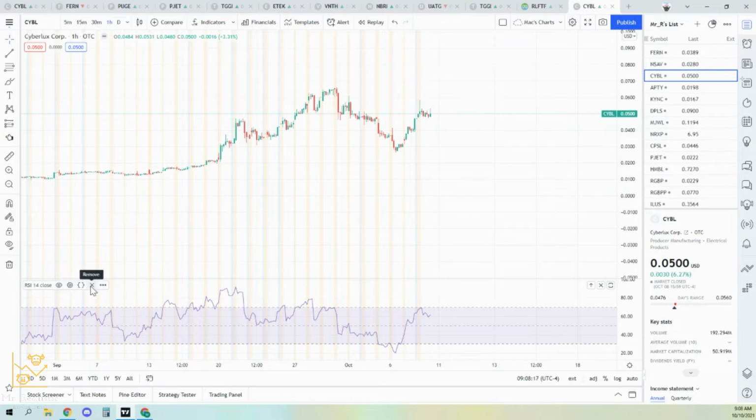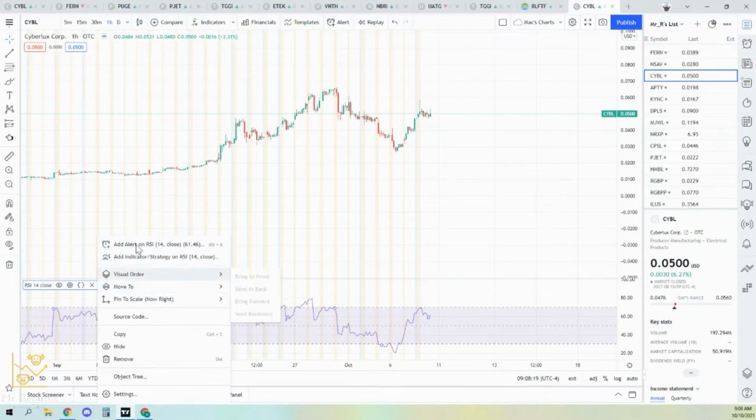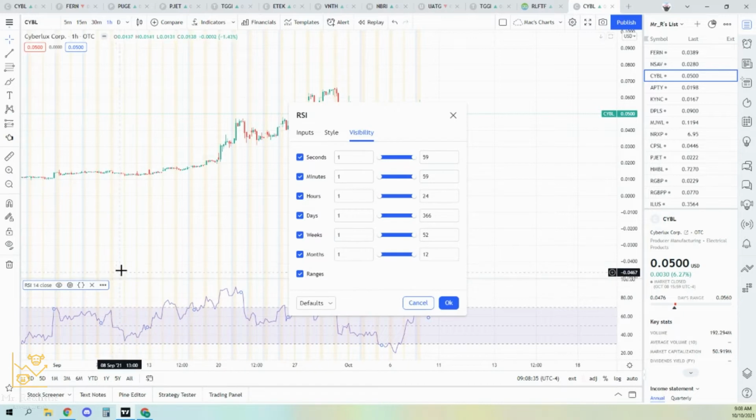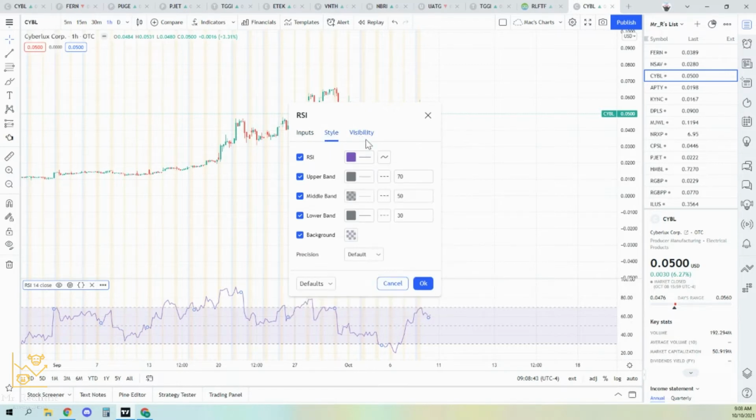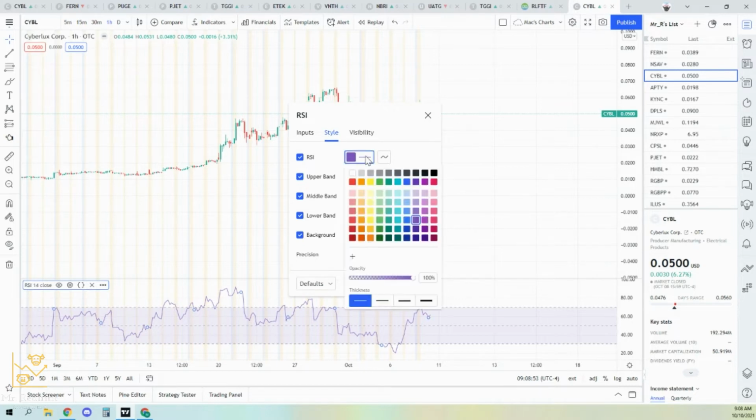You can remove it, and you click more and you can get all this stuff out of it. If you want to copy it, you get source code, you want to move visual order, you want it in front or behind something like volume instead. If it's not already set up this way, you'll click settings right here, and let's see, style. You can change these colors to whatever you want. I just have them because they kind of pop out right in front of me. Use whichever colors that you want that are going to pop out. So like the line right here, I just have purple.